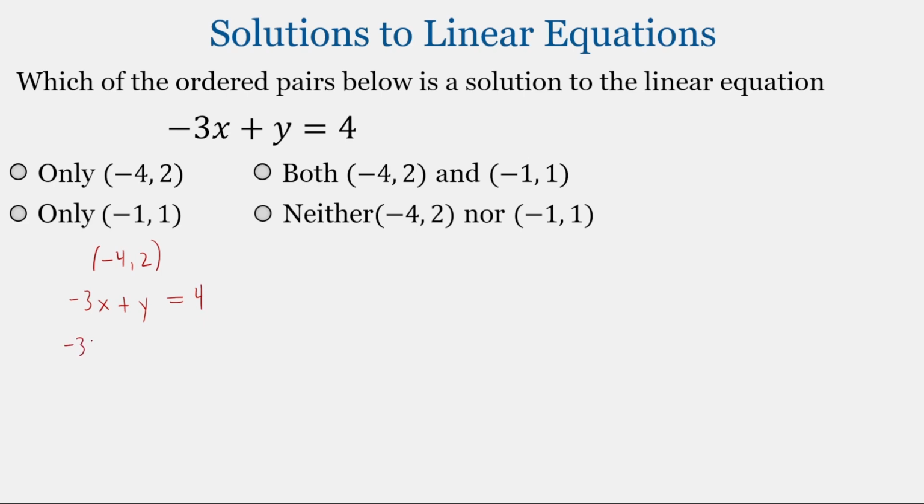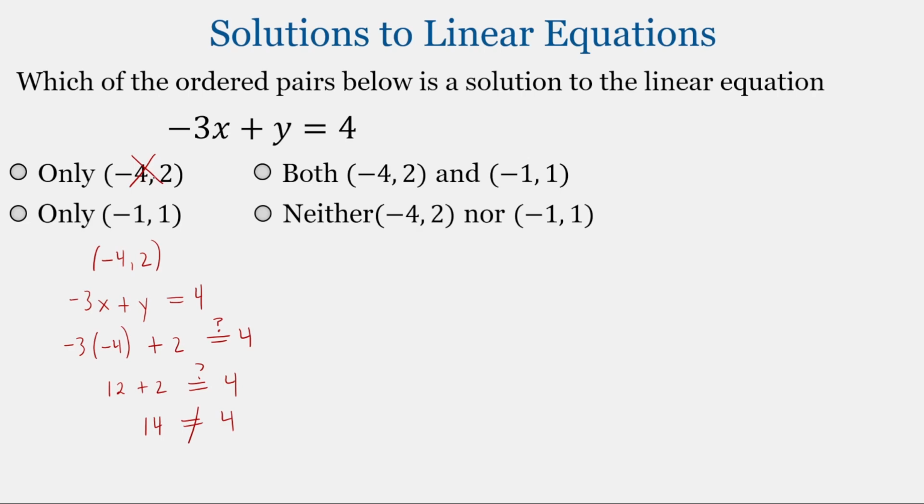So we have negative 3 times negative 4 plus 2 is equal to 4. We're going to see whether or not that is true. This gives us 12 plus 2 equal to 4. We end up with 14 equal to 4. That is not a true statement. So that means that negative 4, 2 is not a solution to the linear equation.